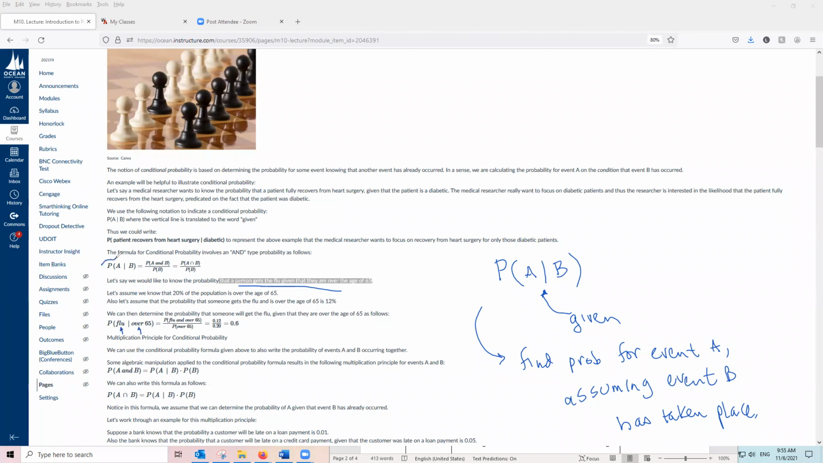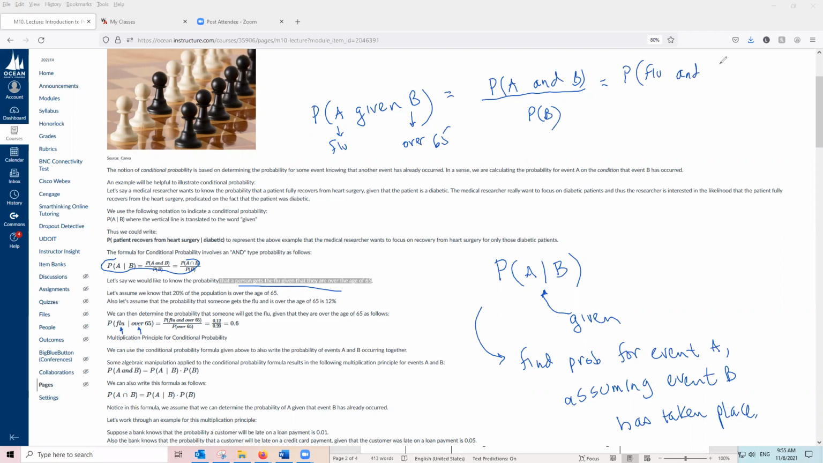Well, here is a formula we're going to use. If you want to know the probability of A given B, the way you calculate this is set up a fraction. I want to know the probability of A and B happening together, divided by the probability of B. In our example, event A is the flu, and event B is that someone is over 65. So I really want to know the probability that someone gets the flu and they're over 65, divided by the probability that they're over 65.